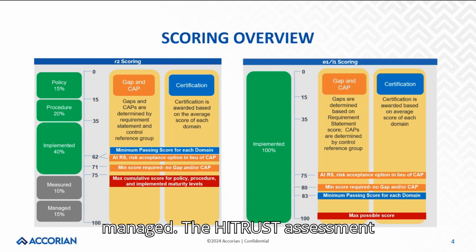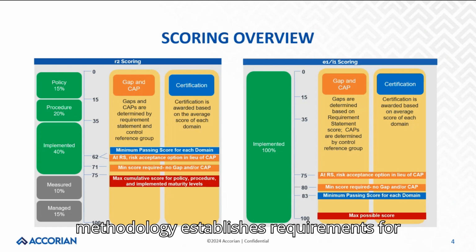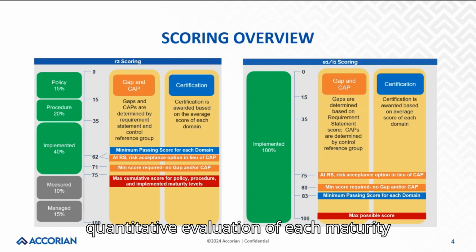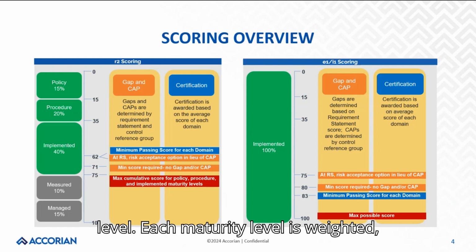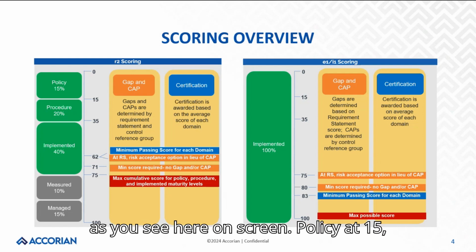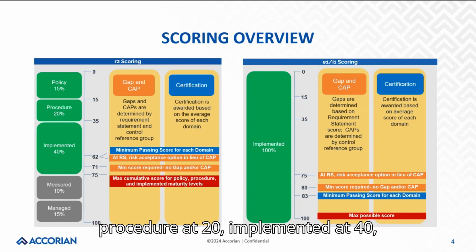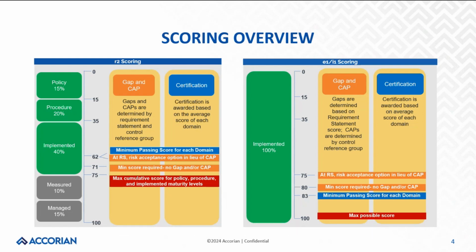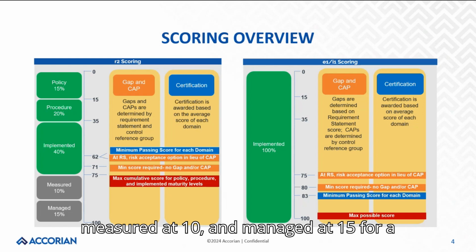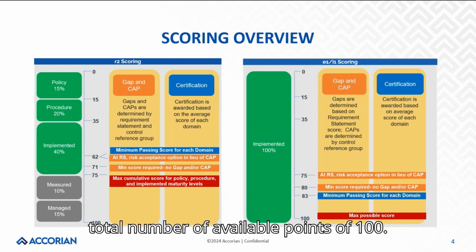The HITRUST assessment methodology establishes requirements for quantitative evaluation of each maturity level. Each maturity level is weighted, as you see here on the screen: policy at 15, procedure at 20, implemented at 40, measured at 10, and managed at 15, for a total number of available points of 100.